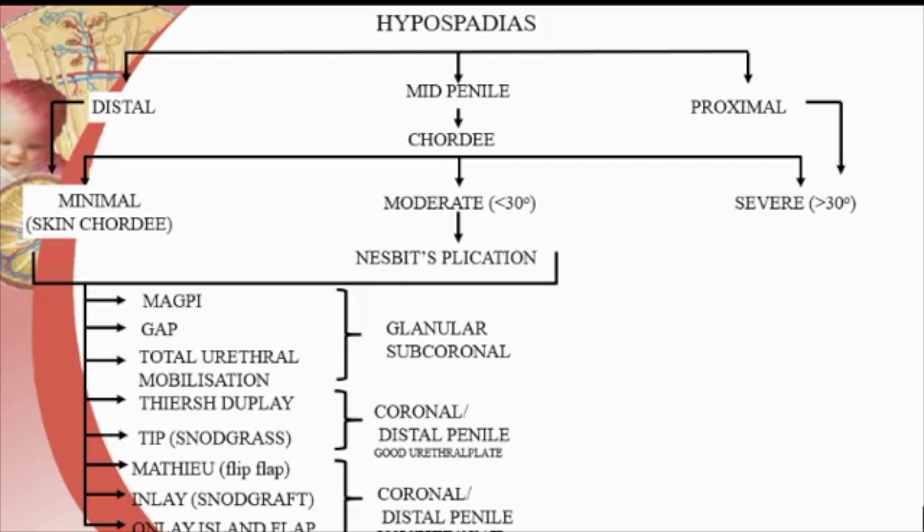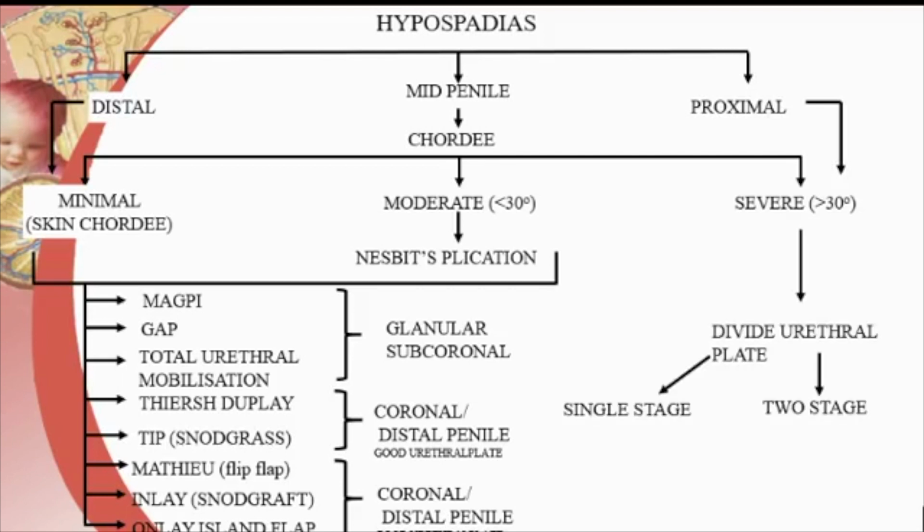So remember, if it is a glanular hypospadias, we are going to do MAGPI or one of those procedures. If it is a coronal hypospadias, we can do a Snodgrass if it is a good urethral plate, and if it is a coronal and distal penile hypospadias with a poor urethral plate, we can do a Mathieu or a Snodgrass or an onlay hypospadias repair. If it is a severe chordee, you have to divide the urethral plate. Then you have an option of doing a single stage repair or a two stage repair. Some people go only for a two stage repair. Some people prefer a single stage repair. It's entirely up to the surgeon's choice.